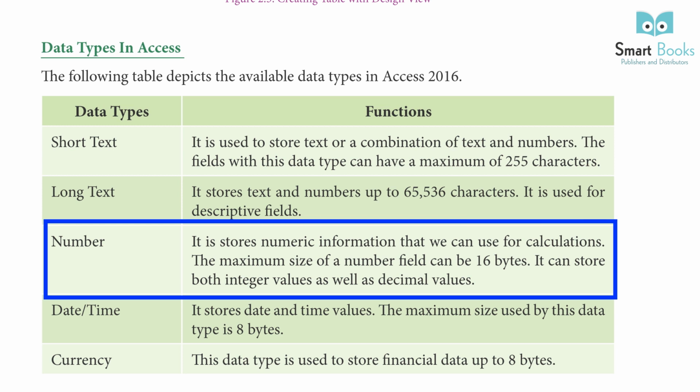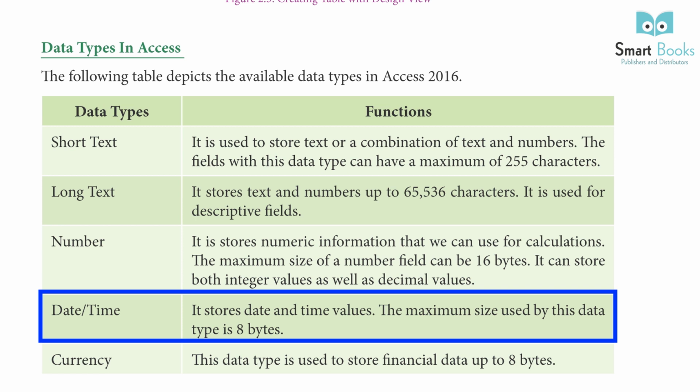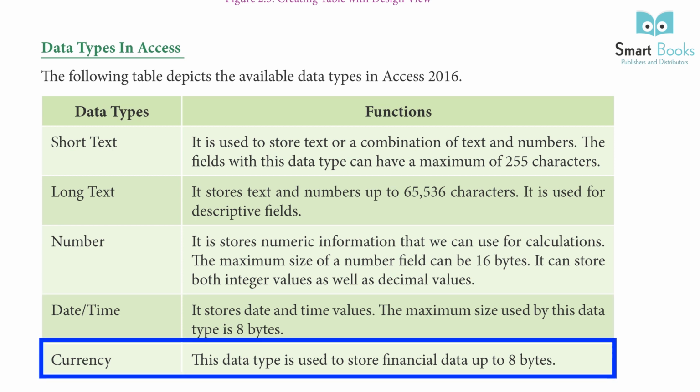Number: it stores numeric information that we can use for calculations. The maximum size of a Number field can be 16 bytes. It can store both integer values as well as decimal values. Date/Time: it stores date and time values. The maximum size used by this data type is 8 bytes. Currency: this data type is used to store financial data up to 8 bytes.